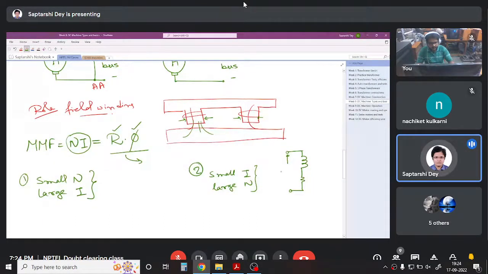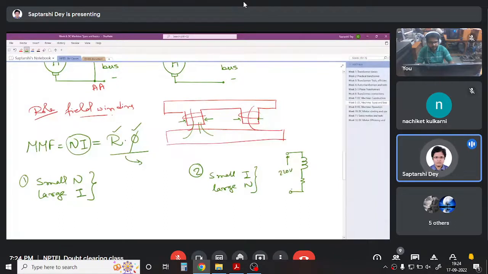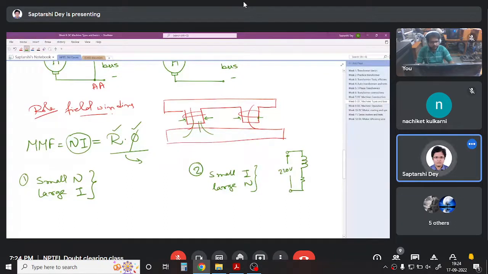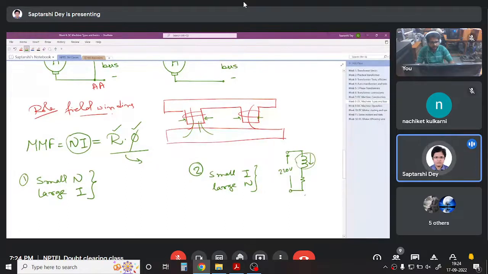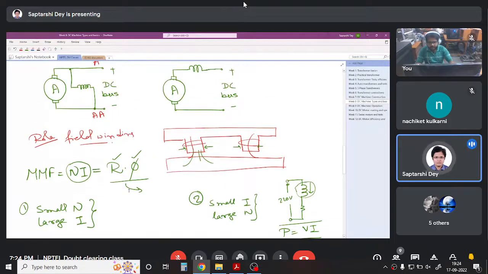Now the thing is, you have some say 220 volt supply in the field, right? At steady state, the current is constant, so you can even neglect the inductor here. The power drawn by the field winding is V times I. So if you have a large amount of current flowing through it, you can design it that fashion. You can give a small number of turns and a large amount of current.